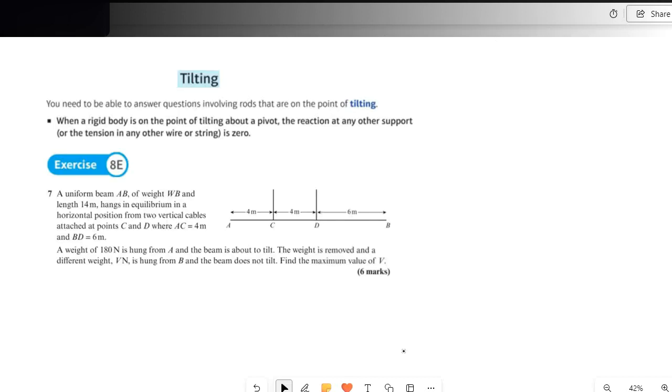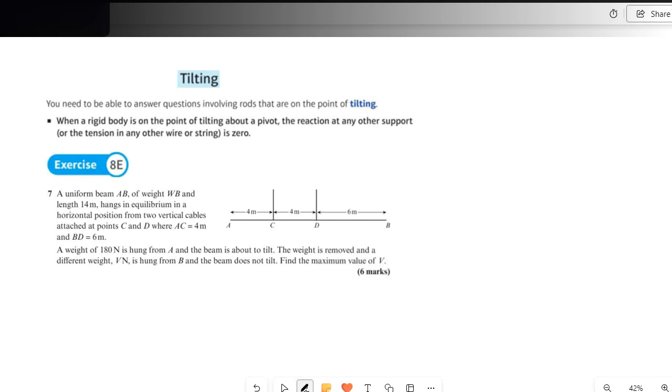So now let's move on to the last concept of moments, which is tilting. You need to be able to answer questions involving rods that are on the point of tilting. When a rigid body is on the point of tilting about a pivot, the reaction at any other support or the tension in any other wire or string is zero.